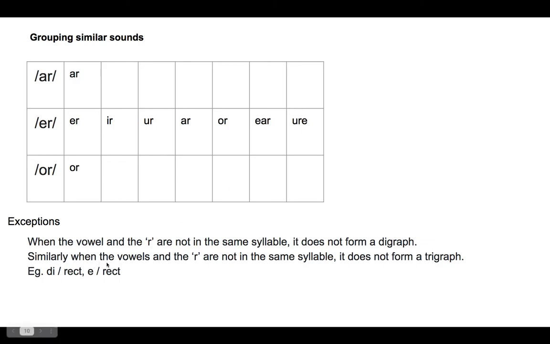Here is an exception. We know that when the vowel and R are not in the same syllable, then it does not form a digraph. Similarly, when the vowels and the R are not in the same syllable, then it does not form a trigraph, which means that they do not sound together. For example, IRE is not pronounced as ire here because I falls in a separate syllable. Direct. Similarly, erect. We do not say ear for ERE.